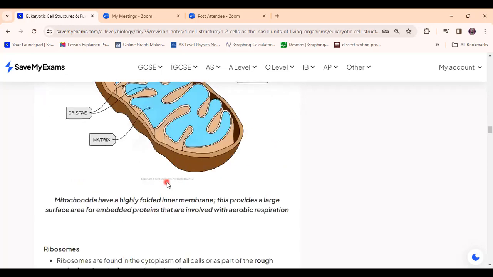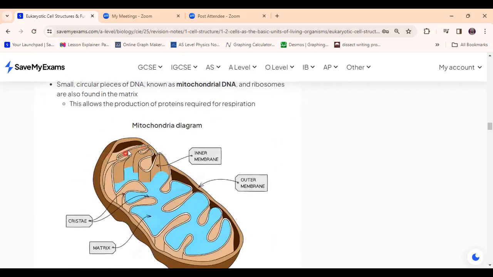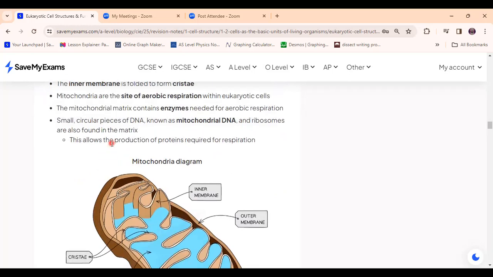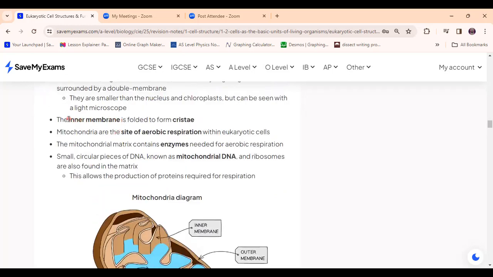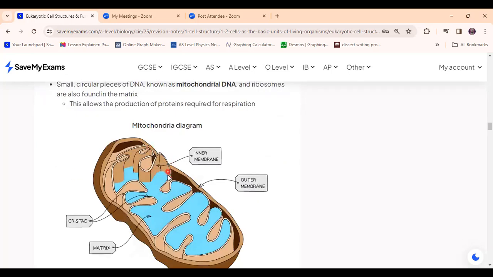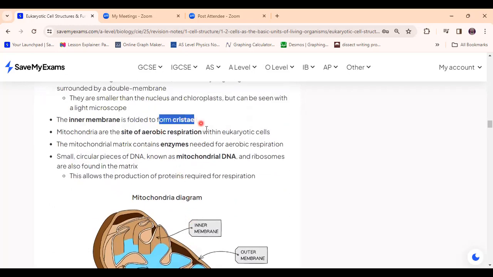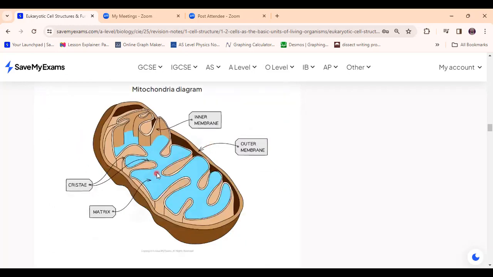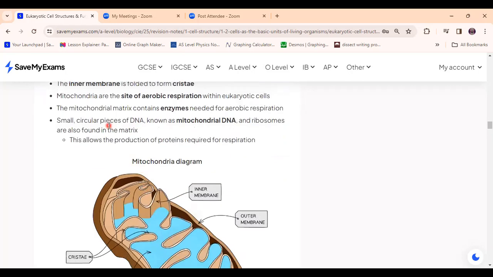And so here you see there are two membranes, an inner membrane and an outer membrane. And the inner membrane actually folds in. You see these folds, they're just sort of invaginations that we refer to as cristae. So cristae are those folds or convolutions, essentially.